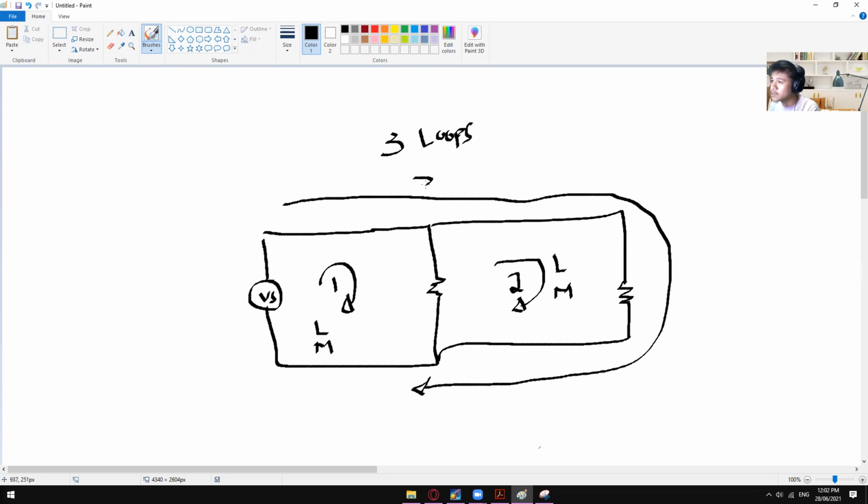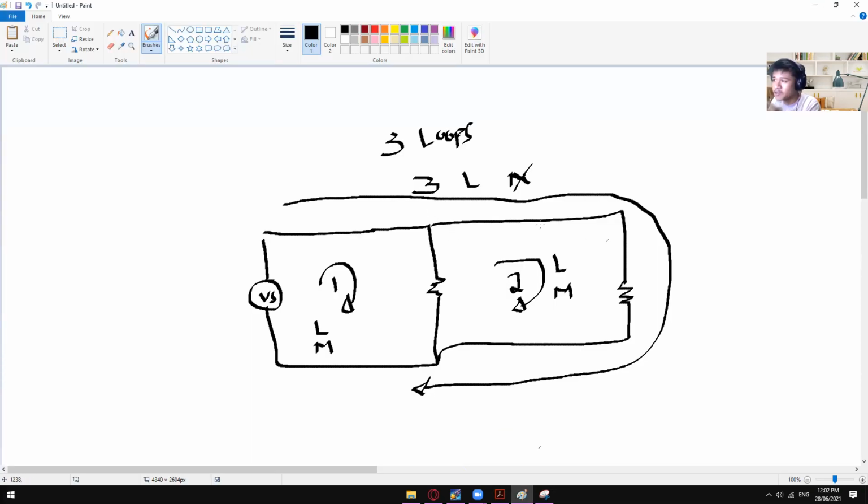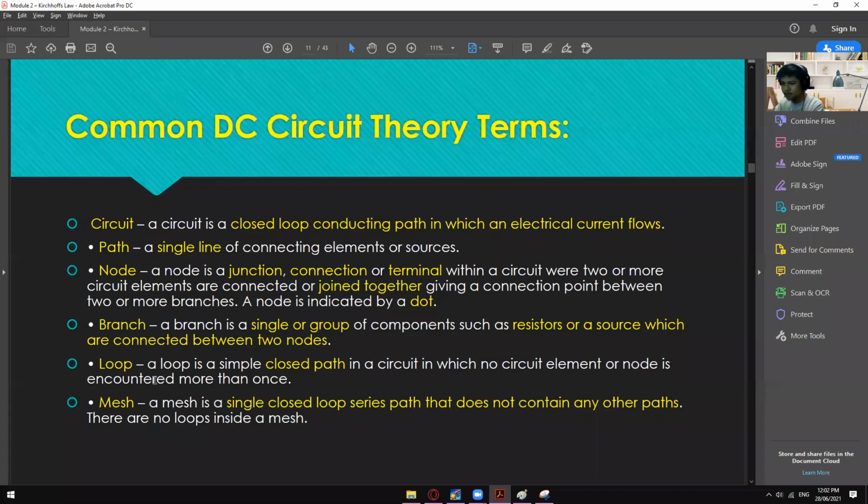Okay, but for the third one, let's say we call this your third loop. This is just a loop. Okay, we cannot call that one a mesh because it contains another loop inside of it. So in this third loop, it contains this first loop and then the second loop. So if you take a look at the meaning of the mesh, it is a single closed loop series. So you cannot call the third loop a mesh. You can only call the first loop and the second loop a mesh, but the third one is not a mesh, just a loop. Okay, so are we clear with this one so far when it comes to loop versus mesh? All right, yes, sir.